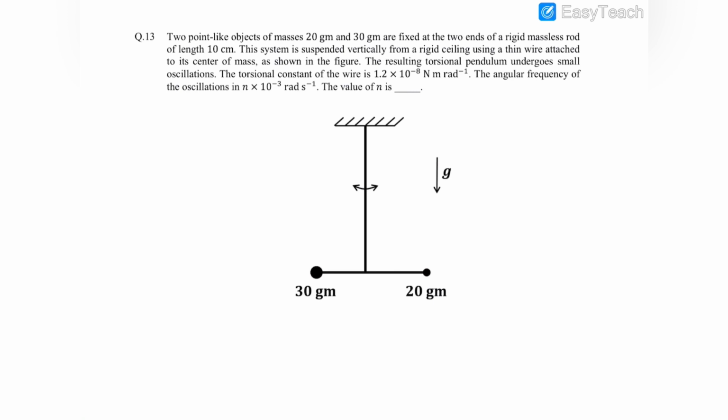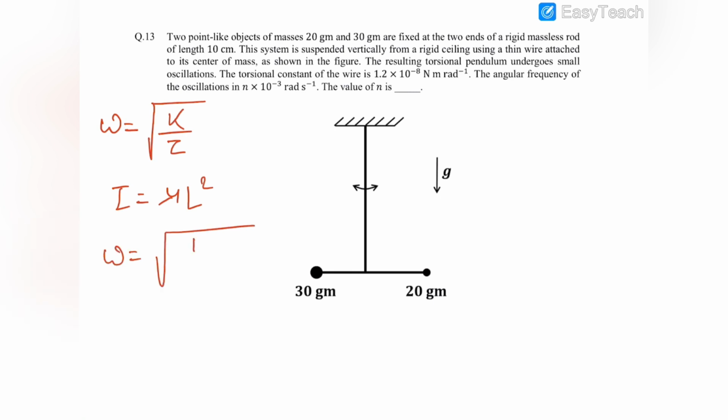So first of all, we know that the angular frequency of this system, omega, will be under root of k by I, where I is the moment of inertia about this wire. k is the torsional constant, and I can be written as mu into L square, where mu is the reduced mass and L is the length of the rod. So omega would be equal to under root k by mu L square, and we have to find out this omega.